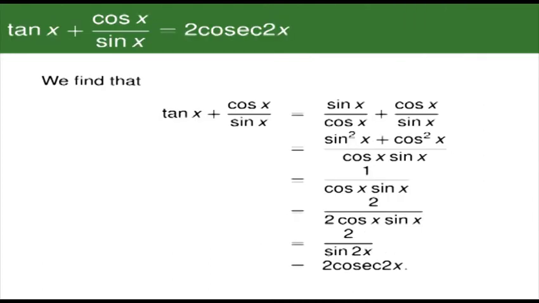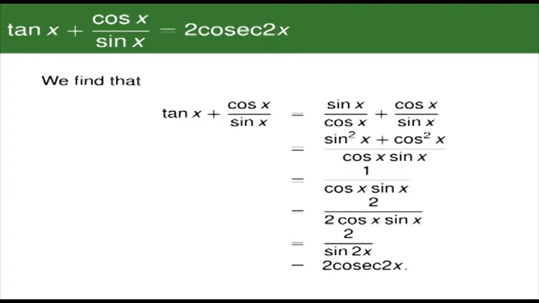We find that tan x plus cos x over sine x is equal to sine x over cos x, just from the definition of tan, and we add on the cosine x over sine x. And if we take a common denominator, cosine x, sine x, we find that we end up with sine squared x plus cosine squared x, which is good because we know that's equal to 1 from our fundamental memorized equation. So we end up with 1 over cosine x sine x.